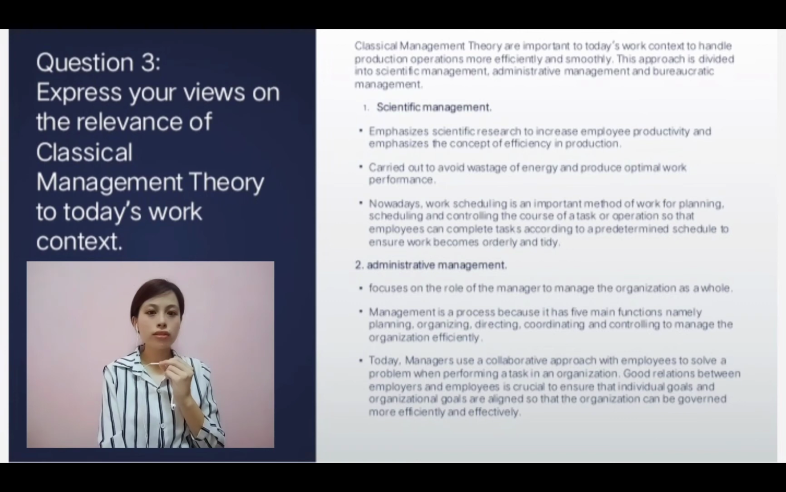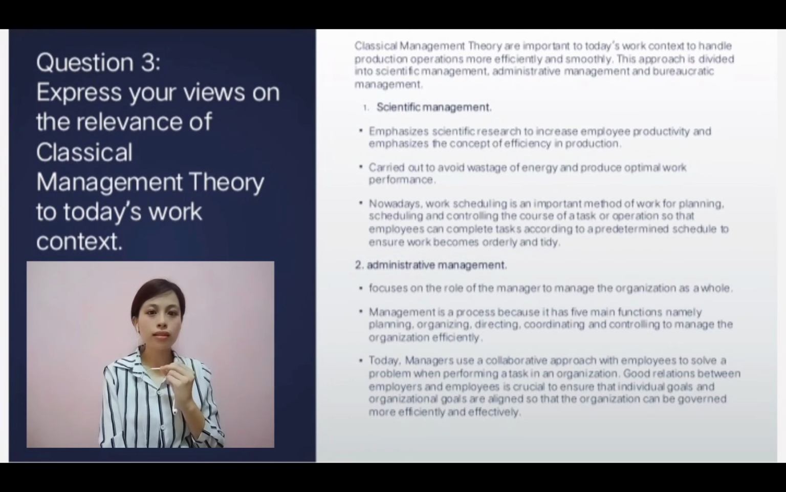This approach emphasizes scientific research to increase employees' productivity and emphasizes the concept of efficiency in production. This approach avoids wastage of energy and produces optimal work performance.